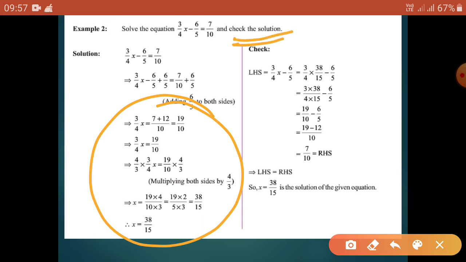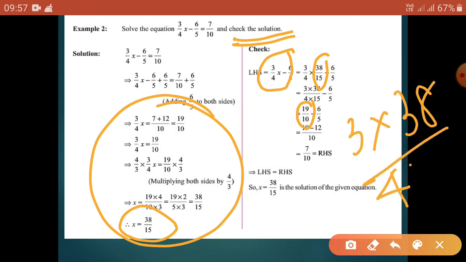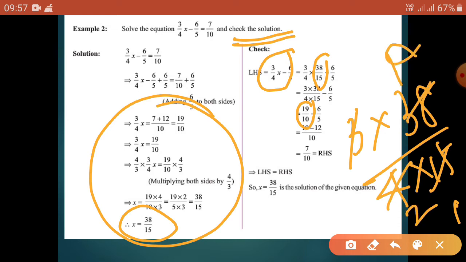Now the second part is to check the solution. Here the value is x equal to 38 by 15. Okay, so we put x equal to 38 by 15 on the left hand side, that is 3 by 4x minus 6 by 5. If we put the value of x here, then we get 3 into 38 by 4 into 15. Okay, so here 3 5 and 2 19, so it gives us 19 by 10.